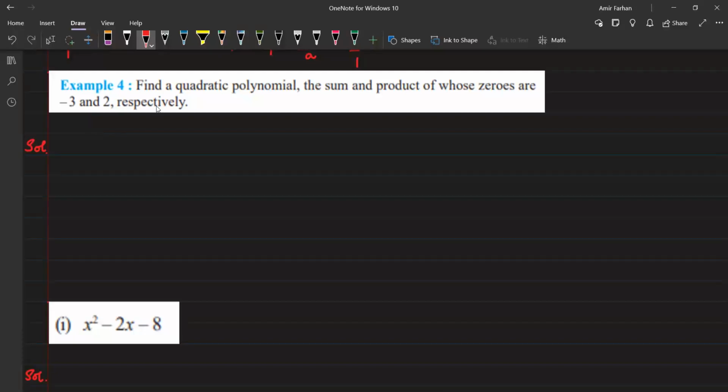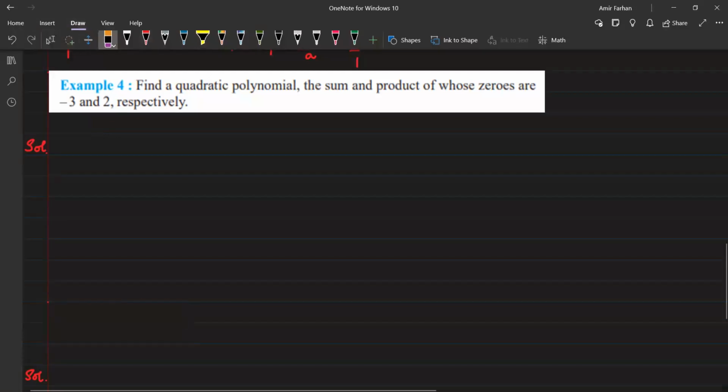Okay, this question is saying that we have to find the quadratic polynomial. Just a second. Let's do this question. You have to find a quadratic polynomial whose sum and product of zeros are given. So sum of zeros is minus 3 respectively, बोला है ना. So we have to take the same sequence. So alpha plus beta is equal to negative 3 and alpha into beta is equal to 2. Yes or no? Yes, sir.